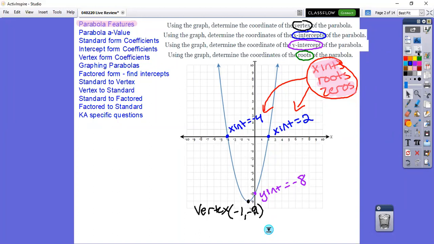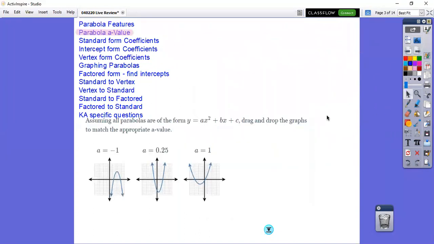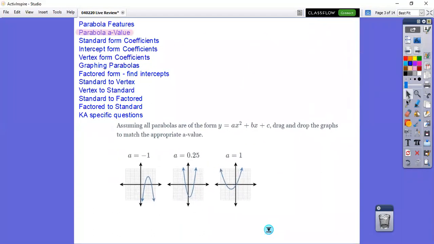Okay, so parabola A value is the next one. I went ahead and grabbed a question from Delta Math, and these are going to be very similar to the questions for the quiz tomorrow. Assuming all parabolas are of the form y equals ax squared plus bx plus c. So this right here is standard form.